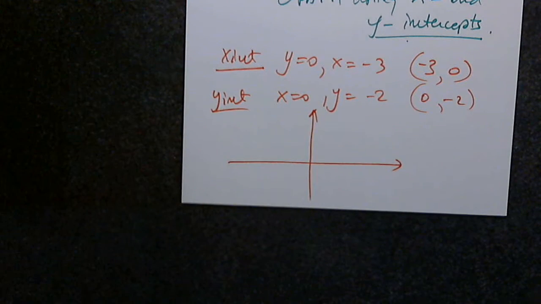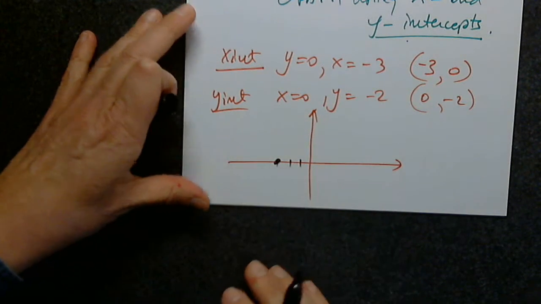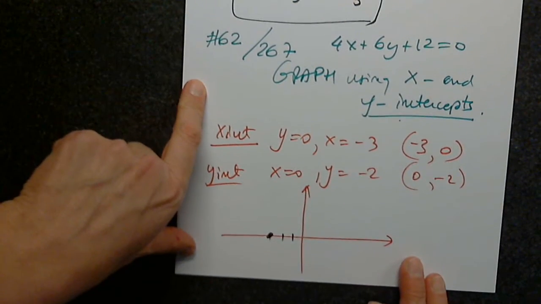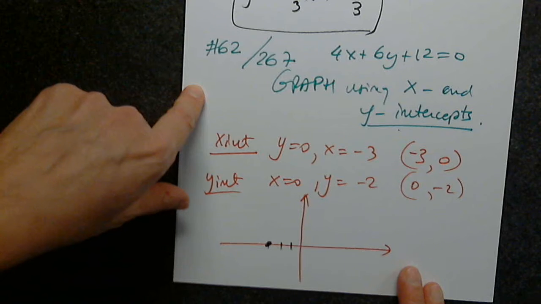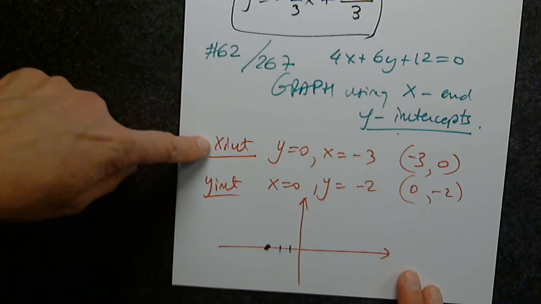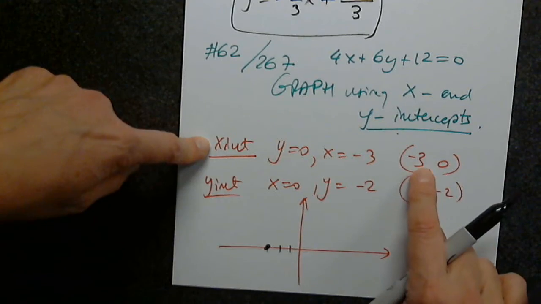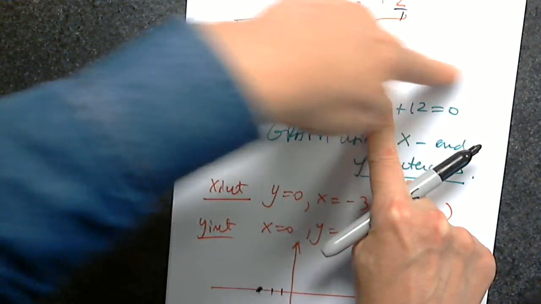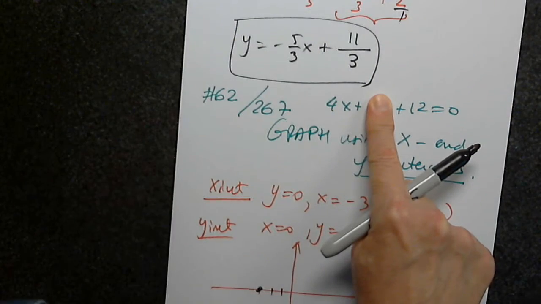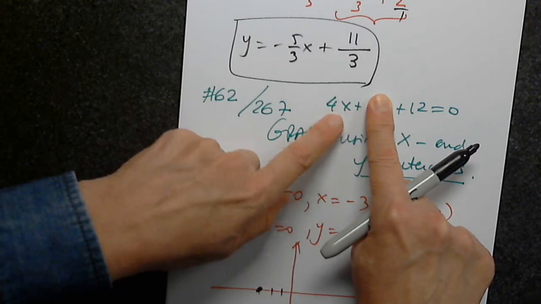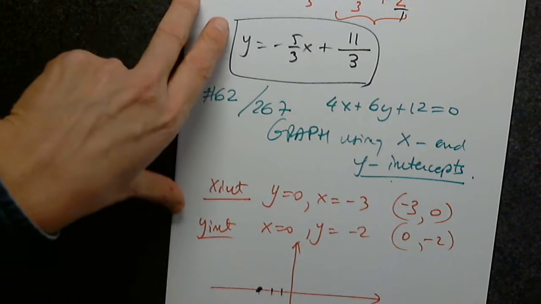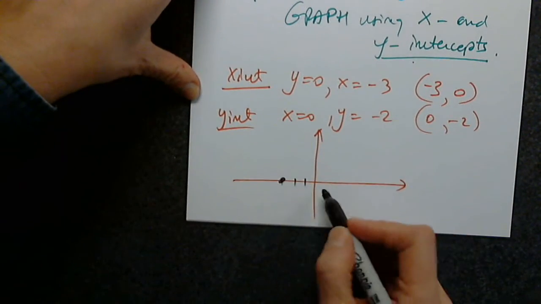I plot the 2 points. Negative 3, 0. Go ahead. I'd like to know how you got negative 3 for the first one. With y equal to 0, I move 12 to the other side, it becomes a negative number, and I divide by 4. See, 4 times 3 is 12, and negative 12 plus 12 is 0. I forgot that it would be negative. I got you. Perfect.